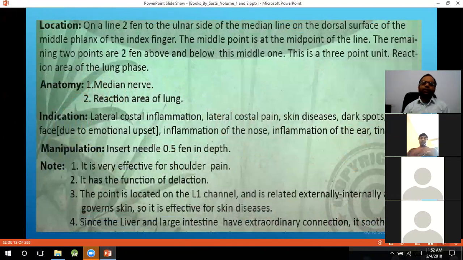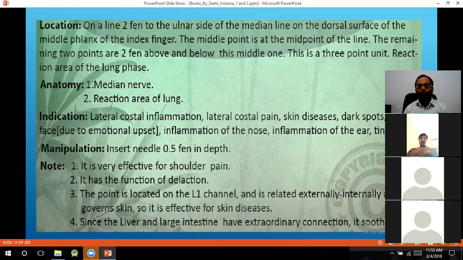What is the nerve it is affecting? It is the medial nerve and its reaction area is the lung. So in skin problems, what must you touch? The lung area. The skin plus the lung area. The middle in this area is the superficial level, the reaction area is the lung, and the nerve it comprises is the medial nerve.